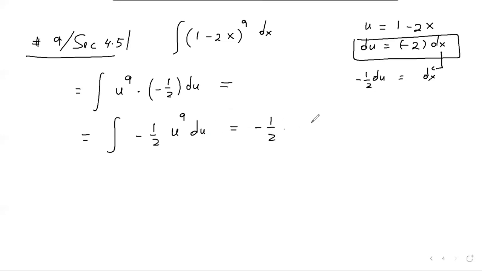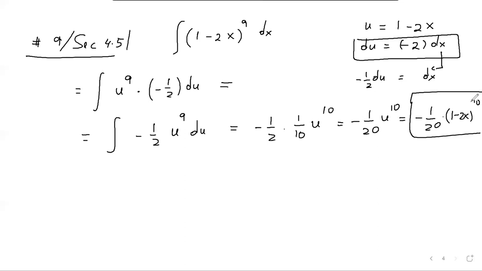negative 1/2 times u to the 10 times 1 over 10. So this is going to be negative 1 over 20 u to the 10, or if you want, negative 1 over 20 times, instead of u, I'm going to put 1 minus 2x to the 10. There we go. That's my answer. I don't have room to put the c, but that's okay. Without the c is fine as well.